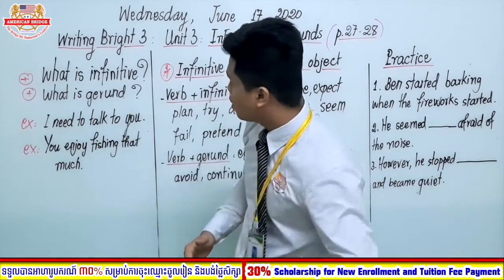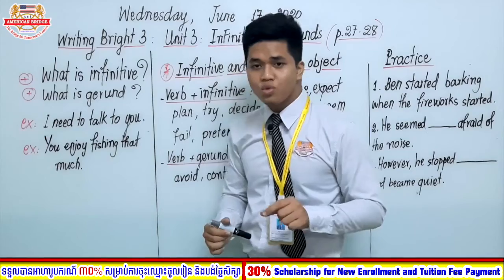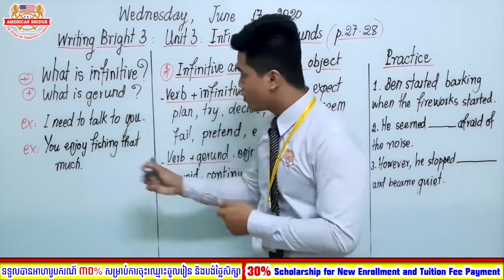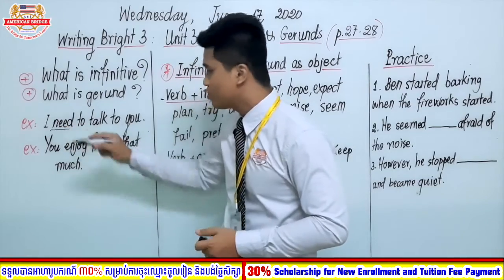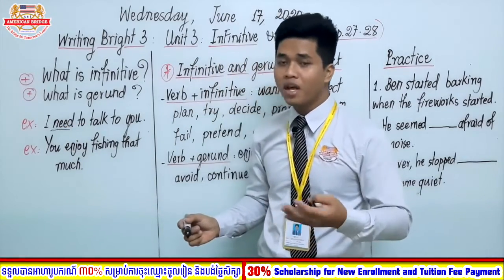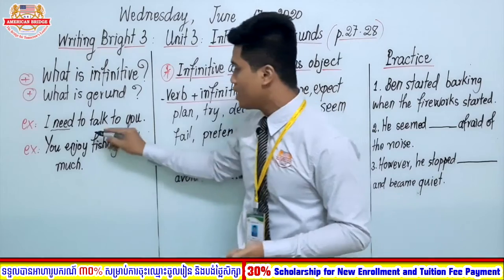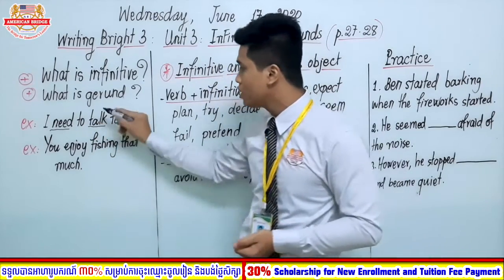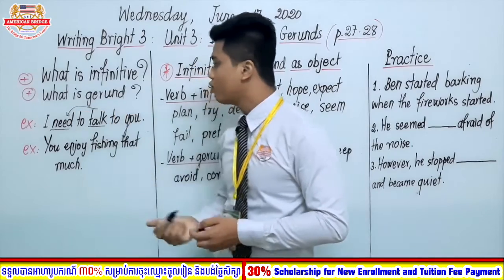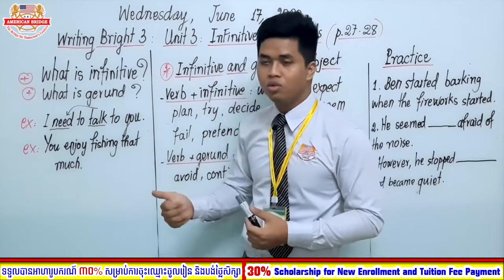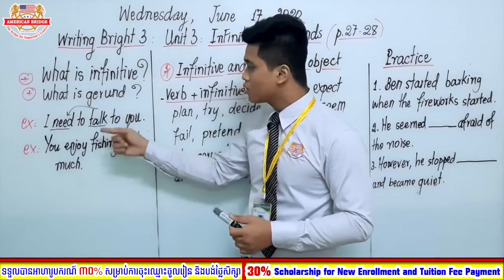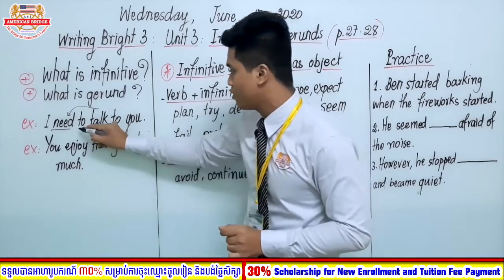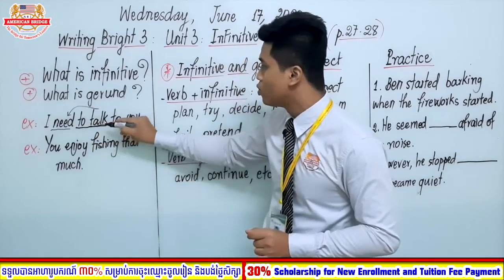The example below: I need to talk to you. Can you see in this sentence there are two verbs? The first one, need, which is the action verb or the main verb of the sentence. And the other one is talk, which is the object of the main verb. I need to talk to you. So talk here is infinitive. Very good. We have the word to.